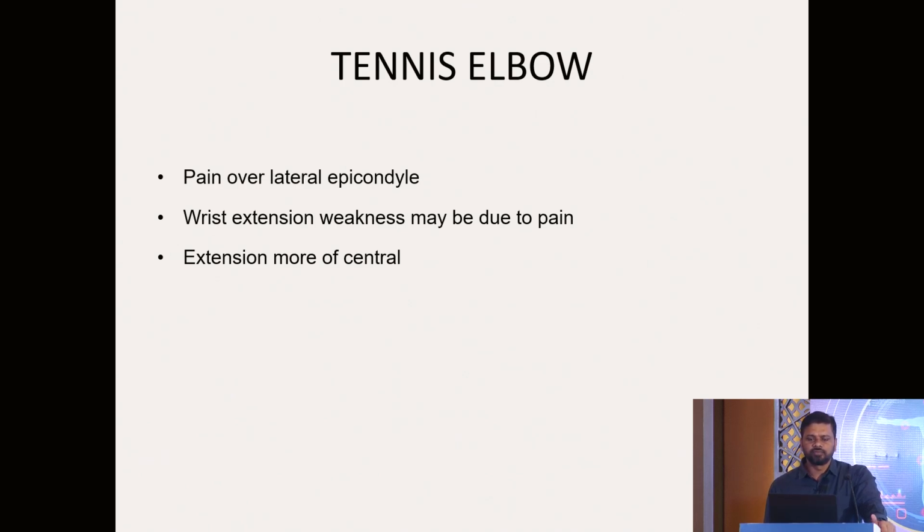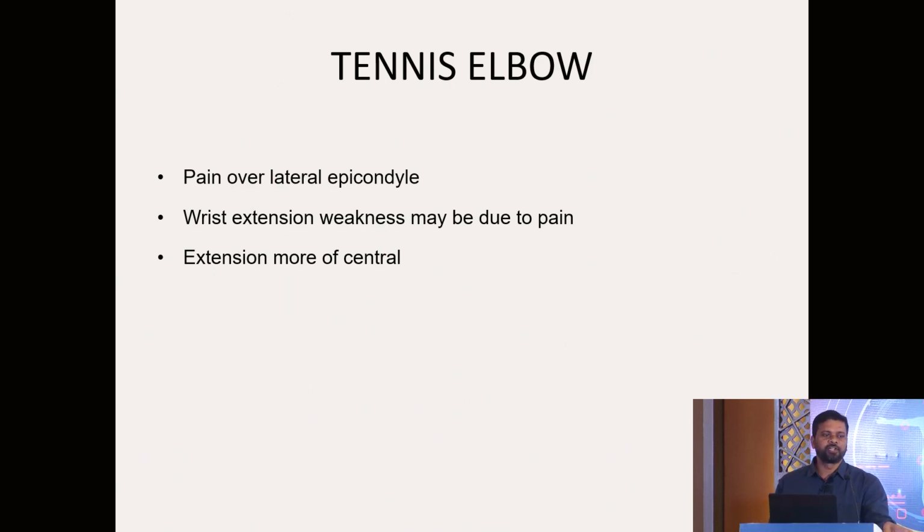In the tennis elbow, usually we get the pain over the lateral epicondyle. Wrist extension weakness may be due to pain and the deviation on extension is more central. As I told, there are two different pathologies which usually, when the patient comes to us with pain on the lateral side, we think of the tennis elbow or lateral epicondylitis. In initial cases it may be inflammatory, but in chronic cases the better term is lateral epicondylosis. Okay, it is a degenerative condition.